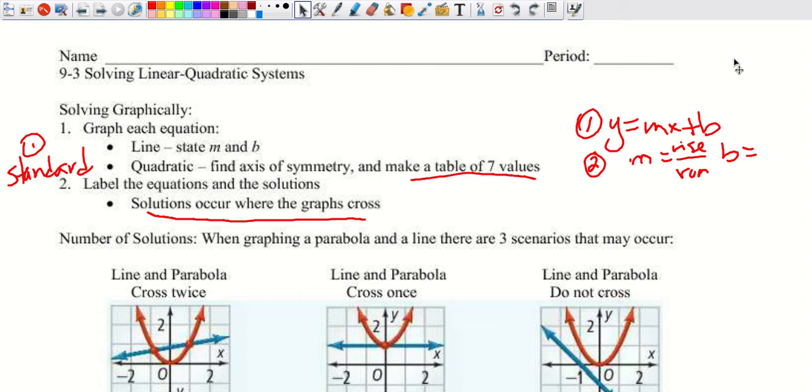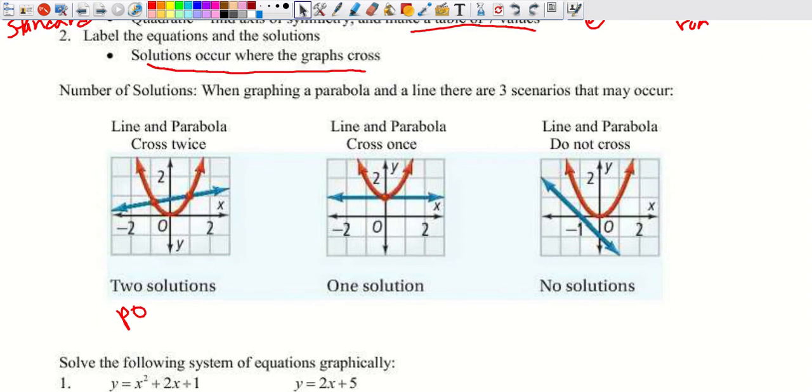Remember there's 3 types of scenarios that will happen. The first scenario is where the line and the parabola cross twice. So there's going to be 2 points of intersection. Make sure you label both. Where they just touch, there's going to be 1 point of intersection. And where they don't cross, there are going to be no solutions.